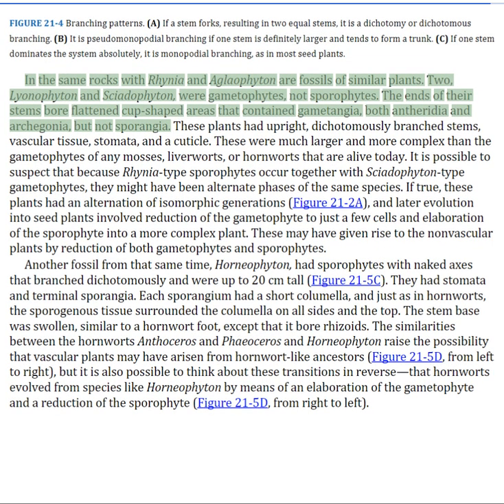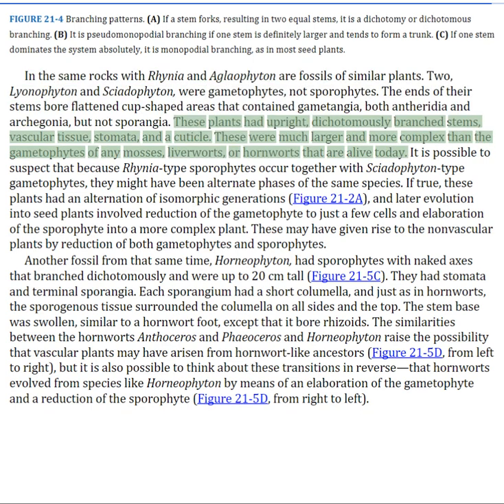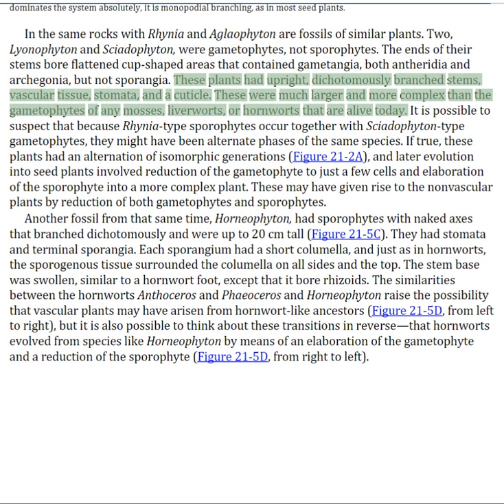In the same rocks with Rhynia and Aglaophyton are fossils of similar plants. Lyonophyton and Cyathophyton were gametophytes, not sporophytes. The ends of their stems bore flattened cup-shaped areas that contained gametangia, both antheridia and archegonia, but not sporangia. These plants had upright, dichotomously branched stems, vascular tissue, stomata, and a cuticle. These were much larger and more complex than the gametophytes of any mosses, liverworts, or hornworts that are alive today.